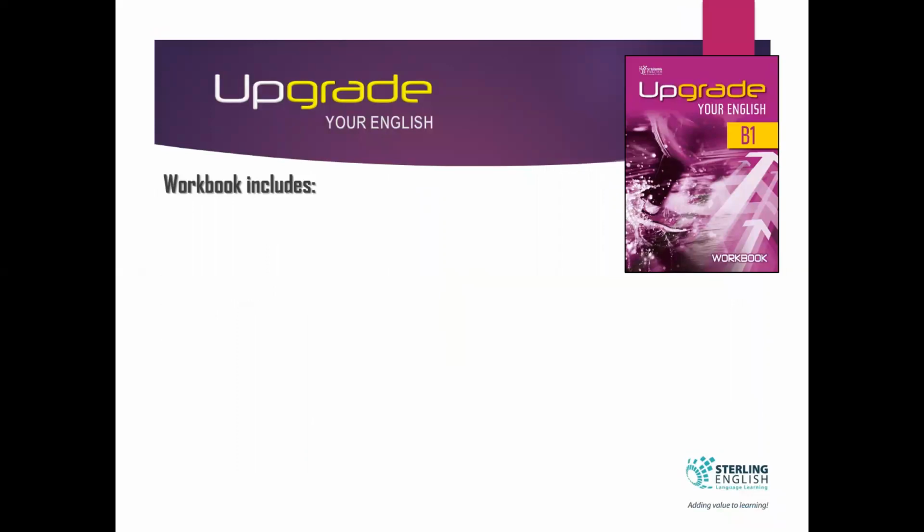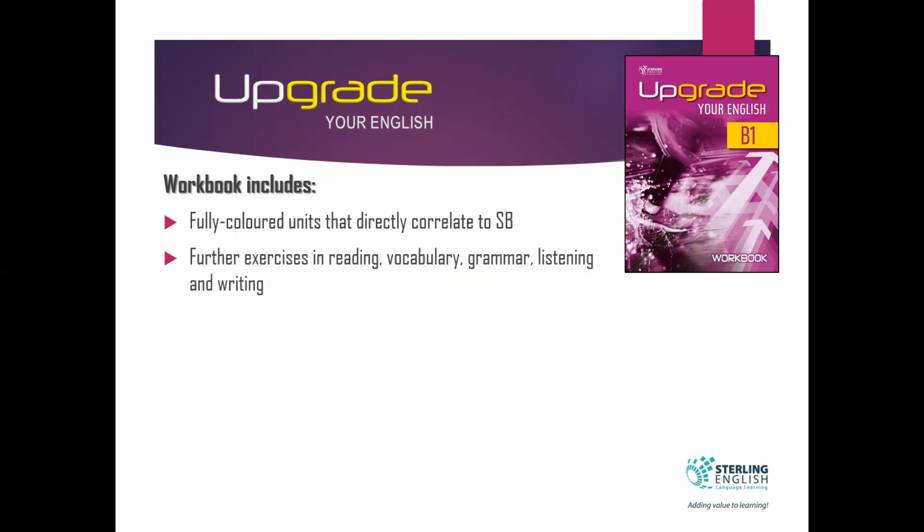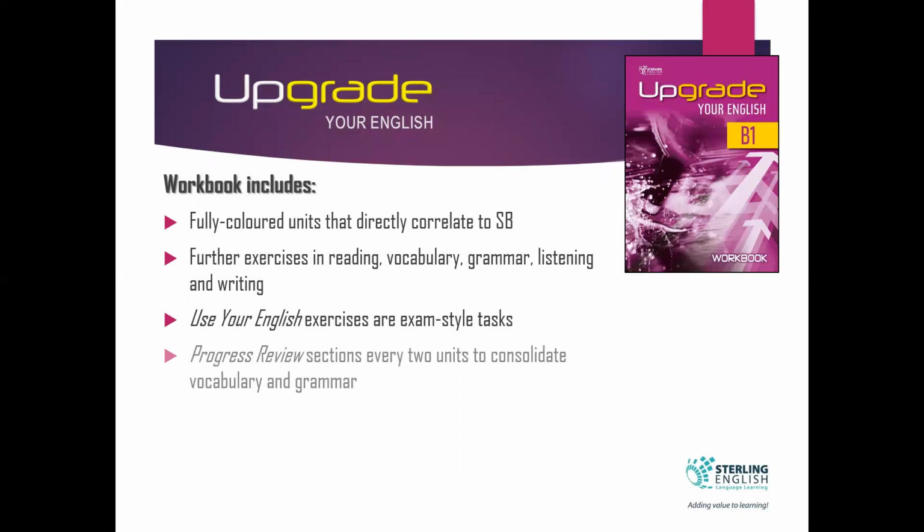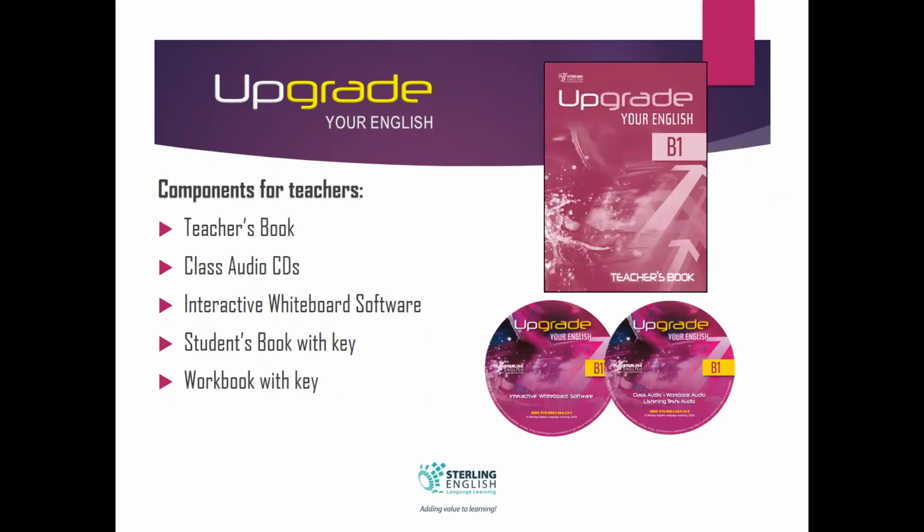The workbook includes fully coloured units that directly correlate to the student's book. Further exercises in reading, vocabulary, grammar, listening, and writing. Use your English exercises, which are exam-style tasks. Progress review sections every 2 units to consolidate vocabulary and grammar. And audio on the ebook and interactive whiteboard software.